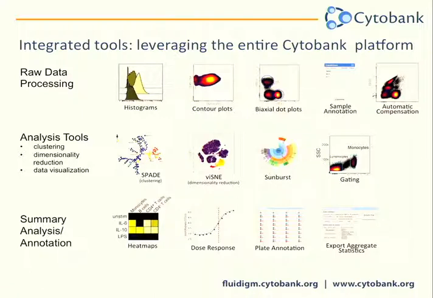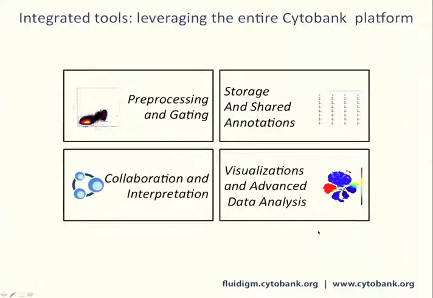For the rest of this talk, I want to talk a little bit more about all of the other things that make this possible within the platform, which include the raw data processing, as well as summary analysis and annotation. A lot of different tools that we have, for example, dose response, plate annotation, or our statistics export. The first thing I'm going to talk about is pre-processing and gating briefly.